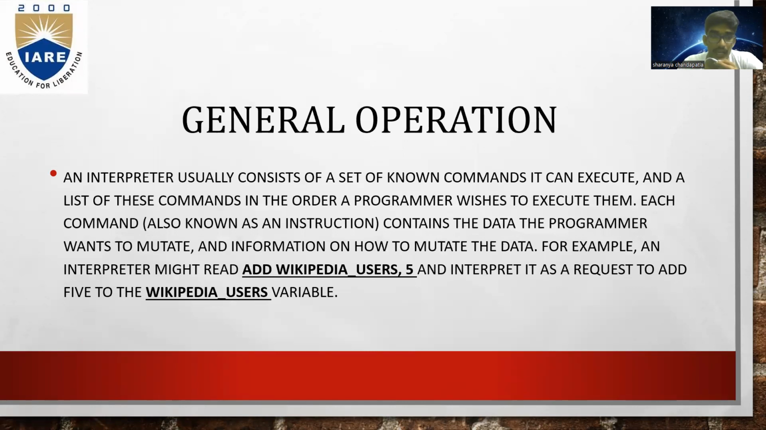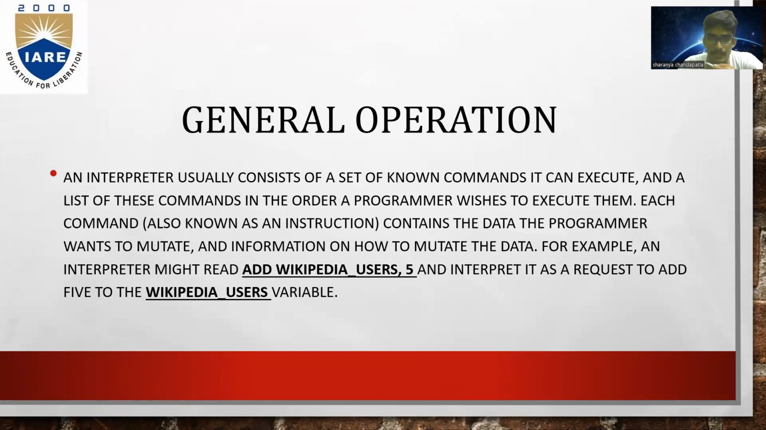General operation. An interpreter usually consists of a set of known commands it can execute and a list of these commands in the order a programmer wishes to execute them. Each command, also known as an instruction, contains the data the programmer wants to mutate and the information on how to mutate the data. For example, an interpreter might read "add Wikipedia users file" and interpret it as a request to add file to the Wikipedia users variable.